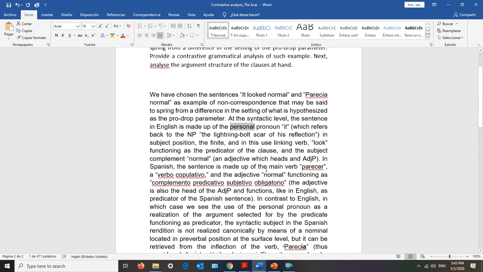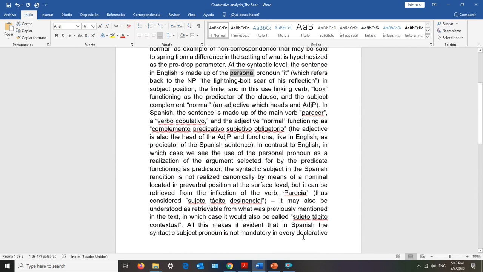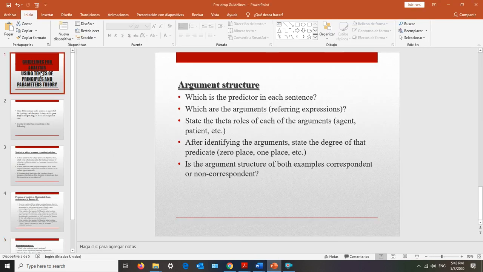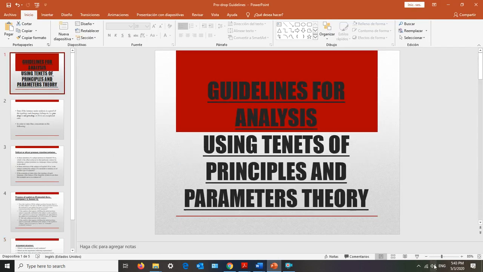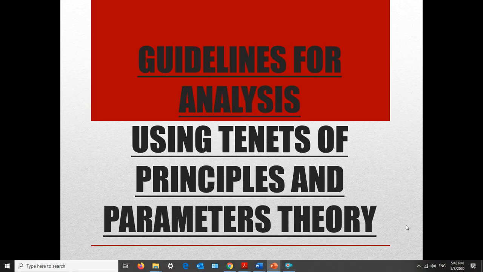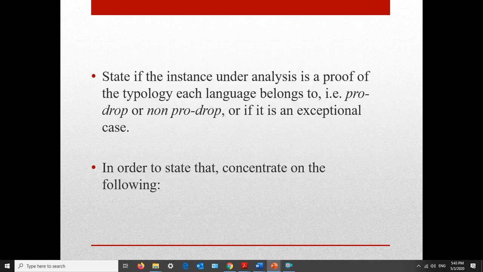So having performed this analysis, here you have our guidelines in order for you to know how to proceed when producing your contrastive analysis from now on, particularly when you are asked to use the tenets of the principles and parameters theory.